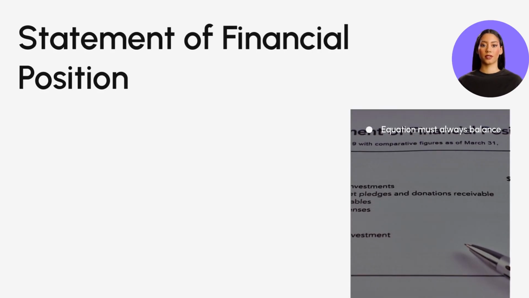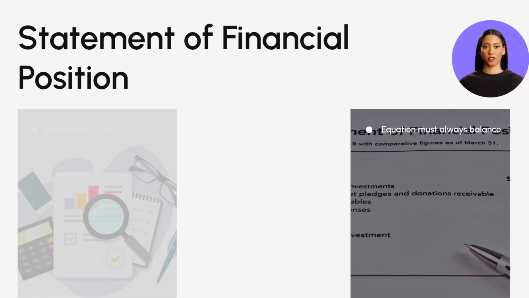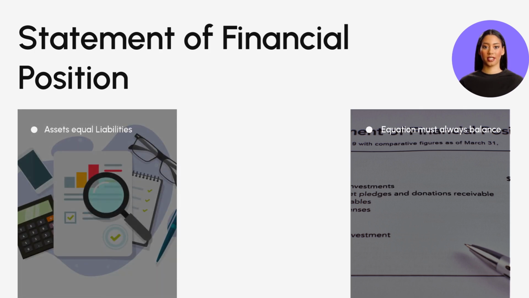The statement of financial position is based on the fundamental accounting equation: assets equals liabilities plus equity. This equation must always balance, as it reflects that all assets are financed either by borrowing money, liabilities, or by using the shareholders' money, equity.